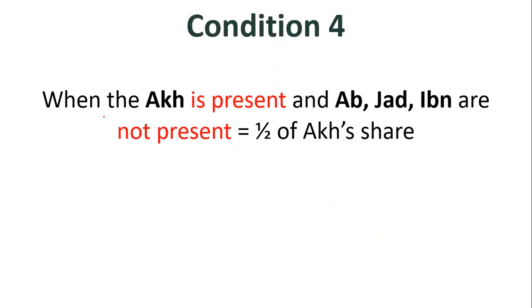Condition number 4 reads, when the akh is present and the abjad ibn are not present. Again, we need to make sure that the abjad ibn are not present. So when the akh is present and the abjad ibn are not present, then the ukht will receive half of the akh's share. So over here we have zawja will receive 1/4.